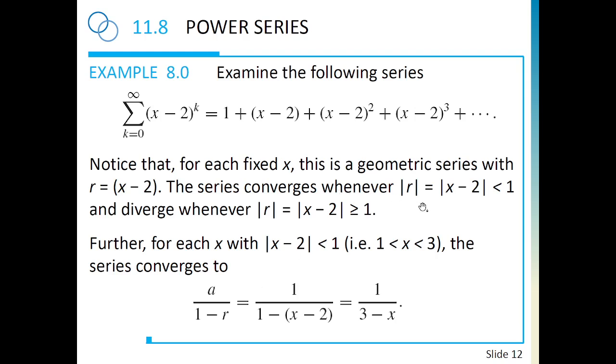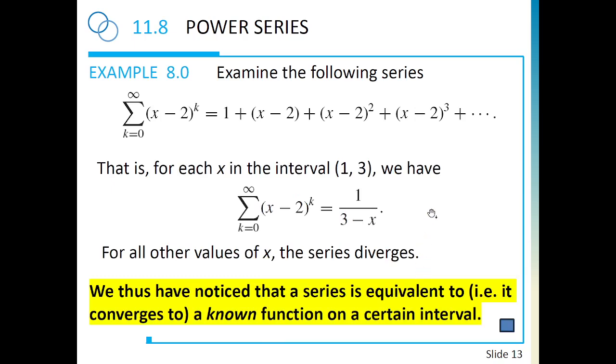So the radius is x minus 2. Right here, x minus 2. So 1 minus x minus 2. We rearrange and we get this. So what does it mean? Well, it means that this geometric series, which is a power series, is equal to this function here, which is a sum of the series, for all values of x between 1 and 3.